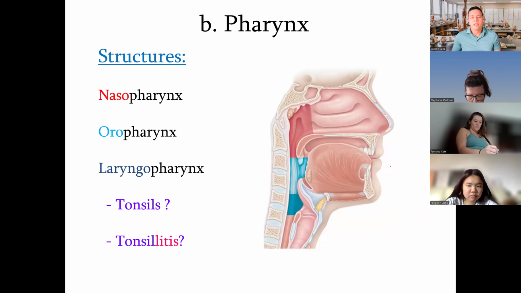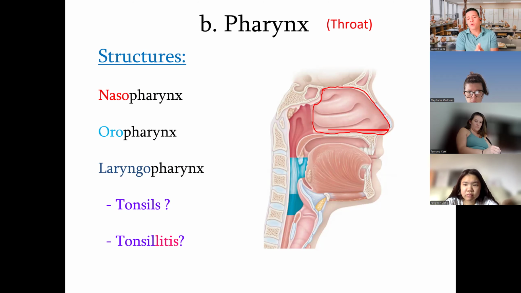All right, moving on. We just talked about the nose and the nasal cavity, this section right here. Now let's talk about the pharynx, also called the throat. The throat is a common name. The scientific name is the pharynx. Now, we don't have just one pharynx, folks.